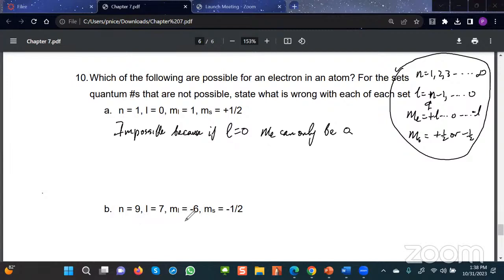And as far as ML is concerned, if L is equal to 7, then the possible values of ML can go from 7 to -7. So 7, 6, 5, 4, 3, 2, 1, 0, then -1, -2, -3 to -7. So ML can be equal to -6. And remember, MS can only have one of two values, plus or -half. So this is possible. There's nothing wrong with this set of numbers, all right?